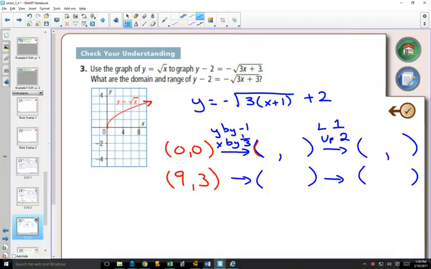So there's our 2 points that we're going to use. What's going to happen to 0, 0 when you multiply by those things? It's going to stay 0, 0. But 9, 3, when you multiply the x by 1/3, you're going to get 3. And y by -1, you're going to get -3. Left 1 gives us -1 and 2. Up 2, +2, and -1.